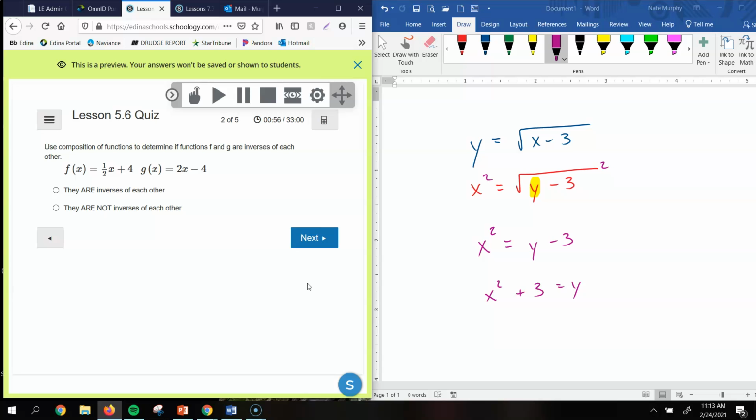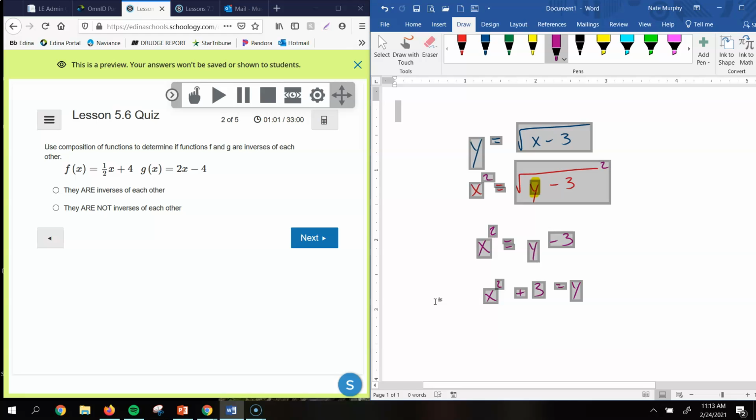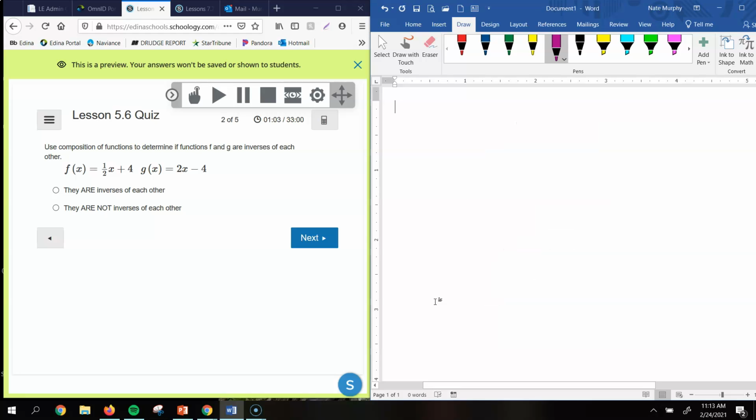All right, so this next one says use composition of functions to determine if the two functions are inverses of each other. The way that we figure that out is we put function g into function f and then vice versa. So I'm going to start by putting function g into function f. I'm going to take 2x minus 4 and put that into function f. So now we'd have 1/2.